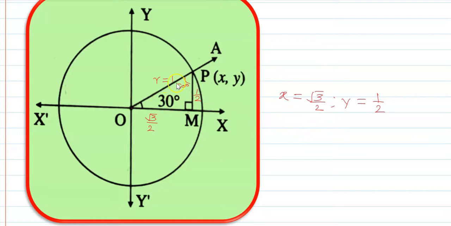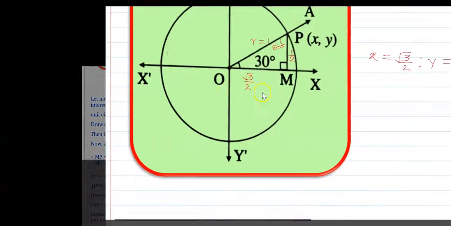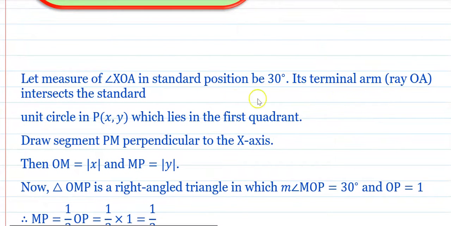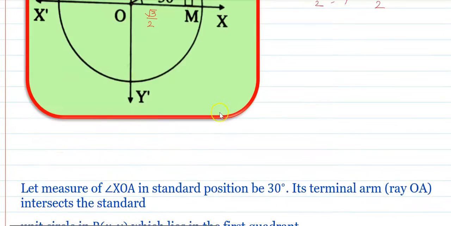ओके. First, the terminal arm OA makes an angle of 30 degree. Draw the perpendicular by using the 30, 60, 90 theorem. You can calculate the values and also you can find out these values with the help of the Pythagoras theorem also. Now we'll see the solution. Let the measure of angle XOA in a standard position be 30. Its terminal arm OA intersects the standard unit circle in P(x, y). इथे P(x, y) मध्ये ते intersect होते, which lies in the first quadrant.